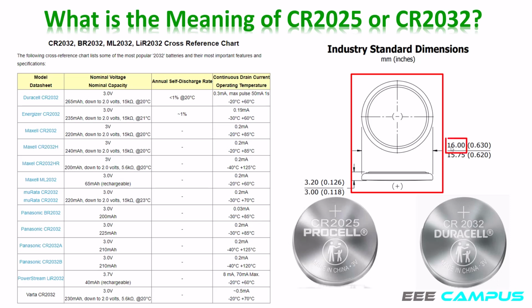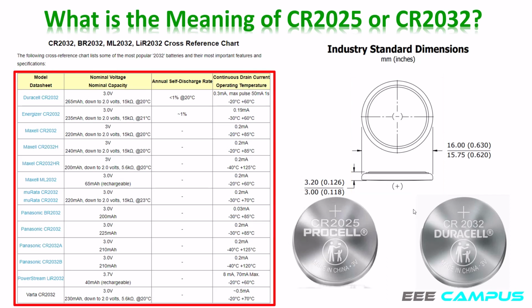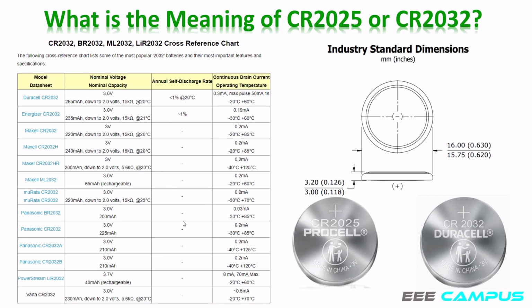Here 16 is the diameter of the battery and 32 is the thickness of the battery, that is 3.2 millimeters. You can find more information about this type of battery from the reference chart on the left side of the screen. That's all.